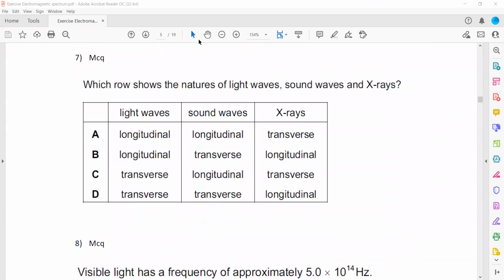Which row shows the nature of light waves? All electromagnetic waves are transverse. So light waves and X-rays are transverse, and sound waves, in which the particles vibrate parallel, are longitudinal. So light waves are transverse, sound waves are longitudinal, and X-rays, all electromagnetic waves, even micro, ultraviolet, gamma, all are transverse in nature.